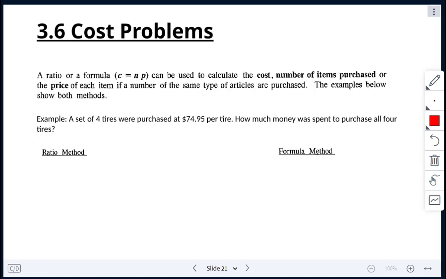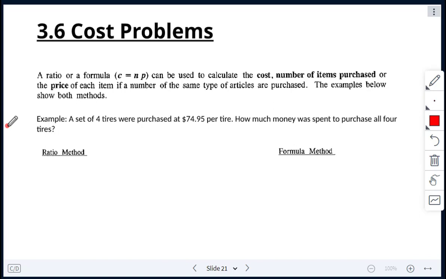Okay, so cost problems are next. So a ratio or a formula can be used here. We have C equals NP to calculate the cost. C represents cost. N represents number of items purchased. And then P is the price of each item if a number of the same type of articles are purchased. So for example, a set of 4 tires were purchased at $74.95 per tire.